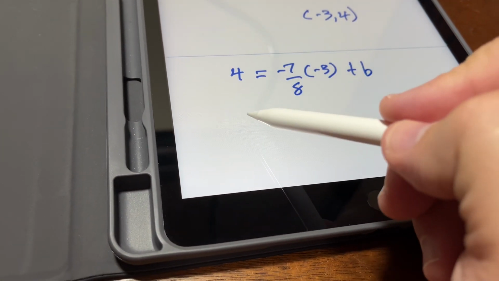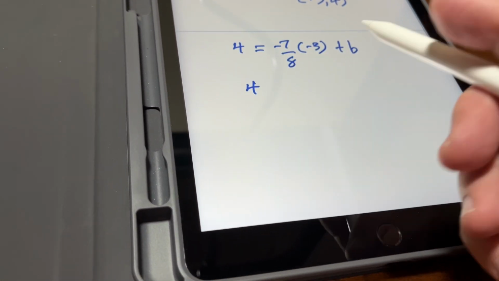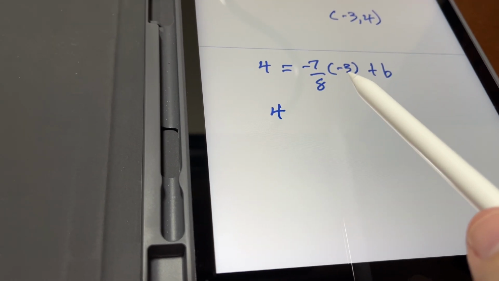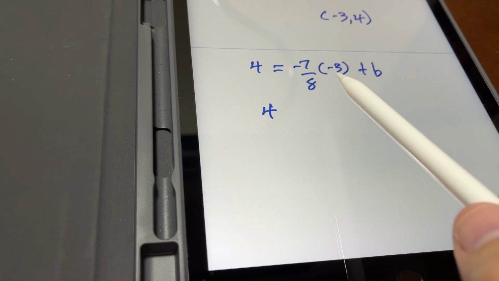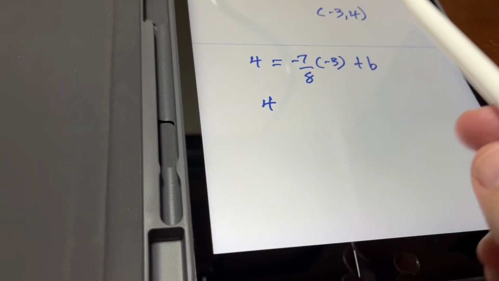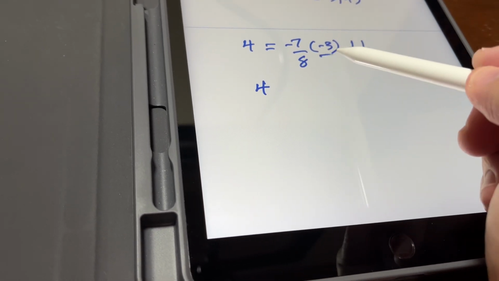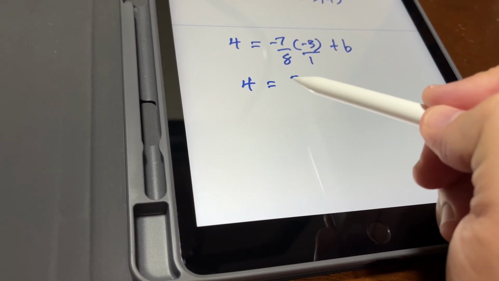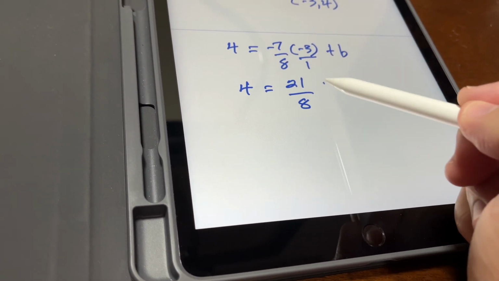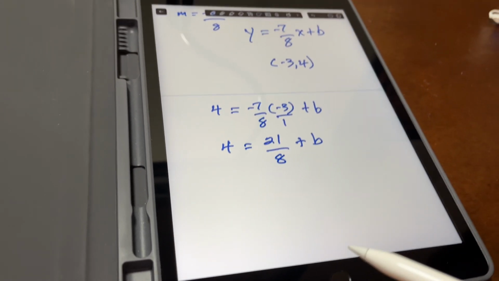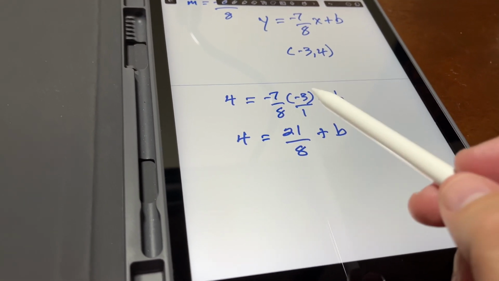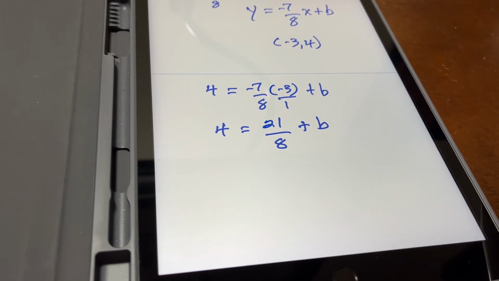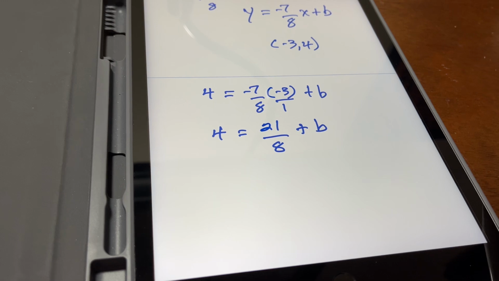So to solve for b, I am going to do this multiplication here. And this is where a lot of people mess up. I'm multiplying an integer times a fraction. When you do that, you want to treat this as -3 over 1 and just multiply straight across. So that becomes 21 over 8. You don't multiply the -3 times the 8. Though if I had $1 for every time I'd seen that, I could take us all to lunch.